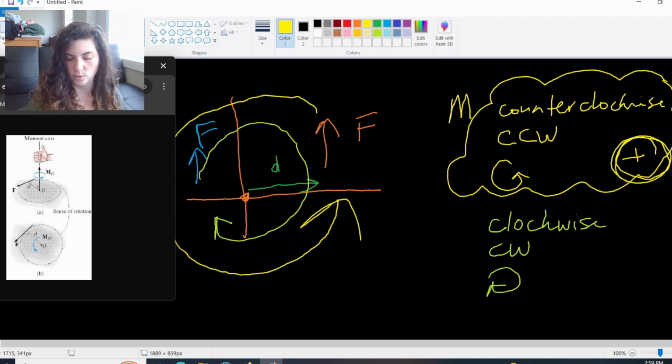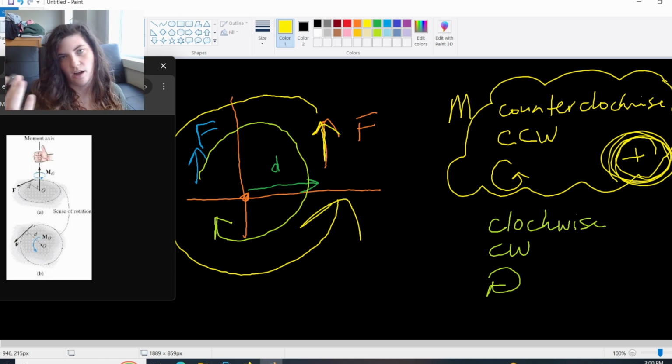Convention almost always says that counterclockwise is going to be positive. That's usually what we assume is positive. We assume counterclockwise is positive, just because that's usually our F pointing up, right? So our counterclockwise is positive.